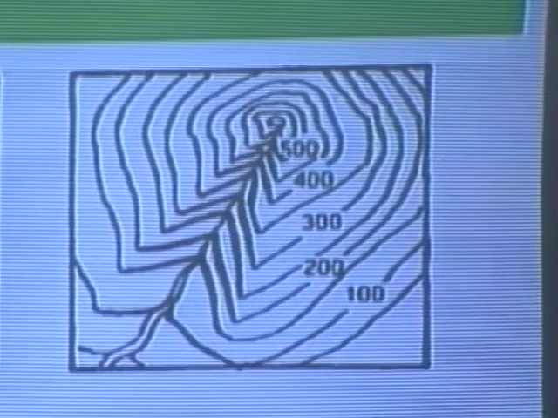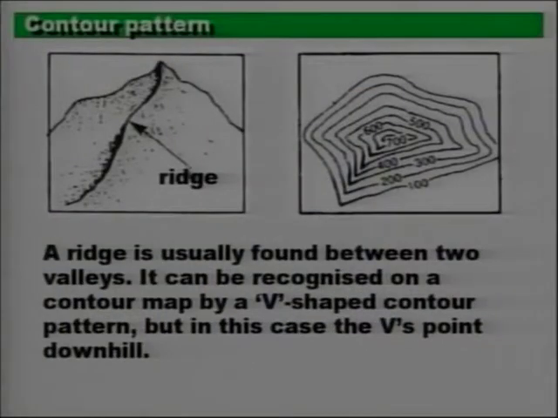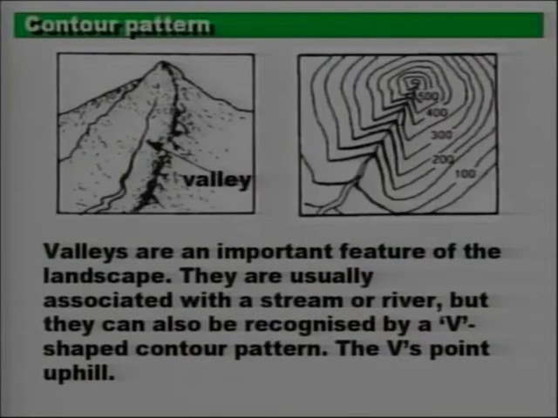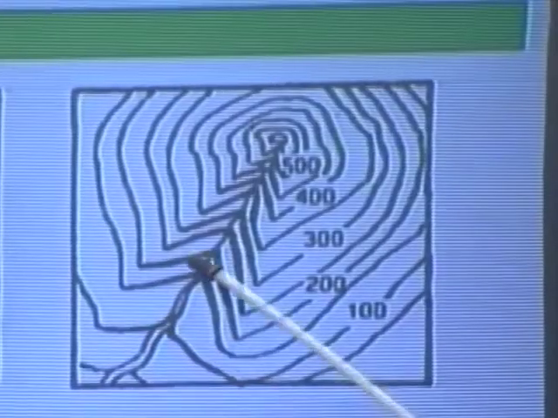Let's go back to that of a ridge. The reason I wanted you to look at this carefully is because they are very similar. The only difference is the way in which the V's are pointing. Do we all know where the V's are from this diagram? The V is the way in which the contours are drawn. The V's are pointing downhill for a ridge. For a valley, the V's are pointing uphill.